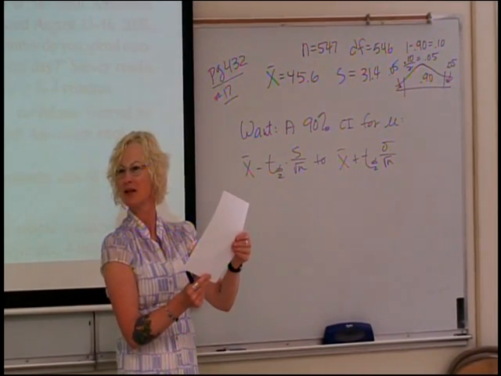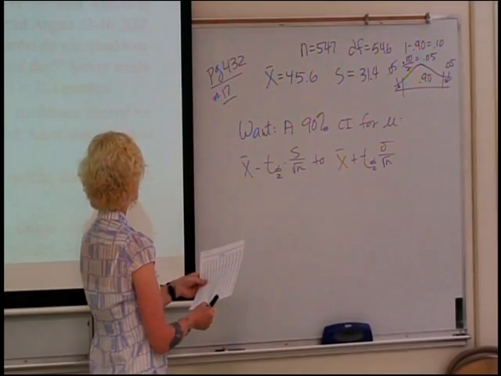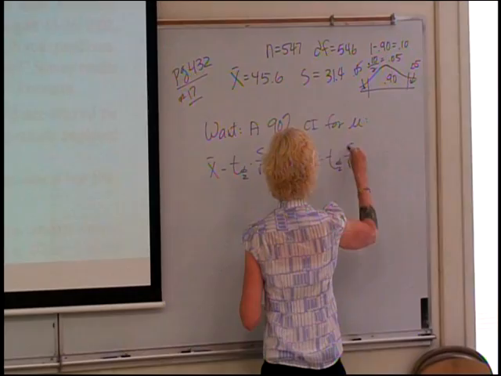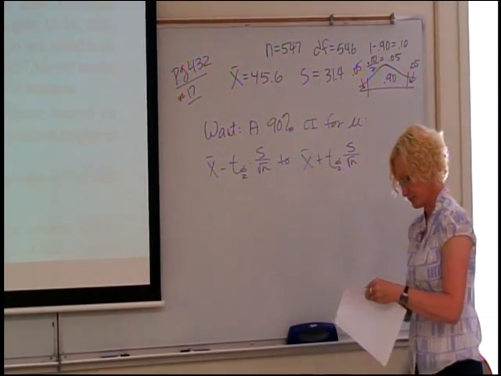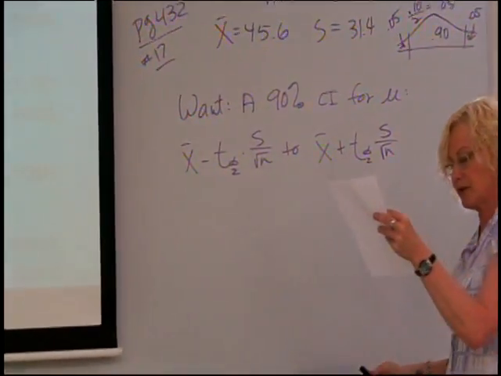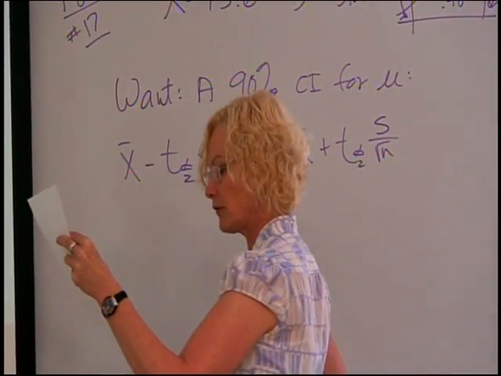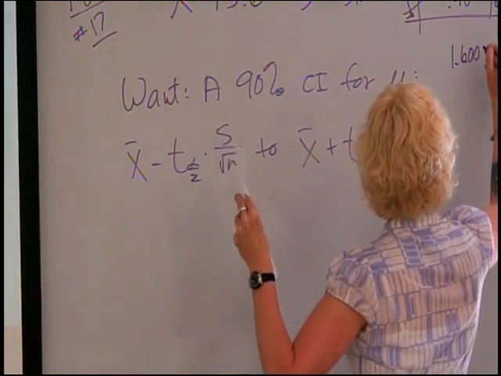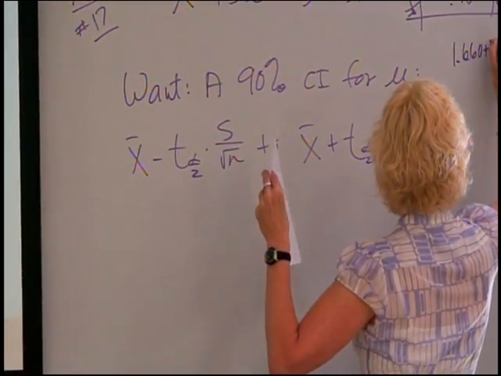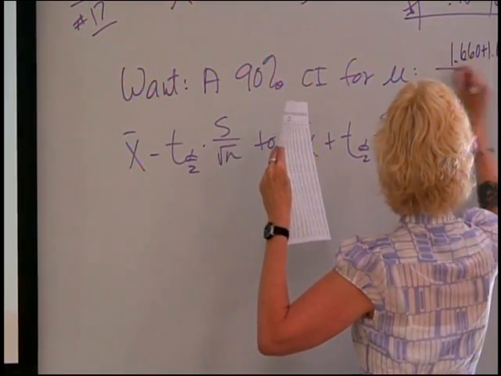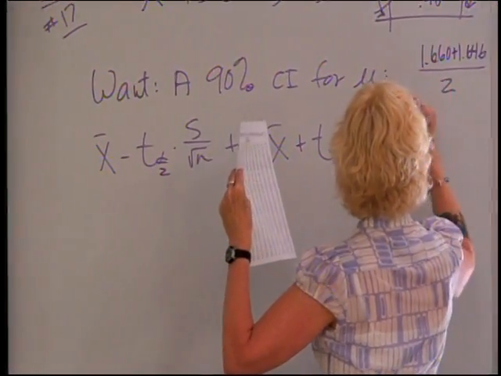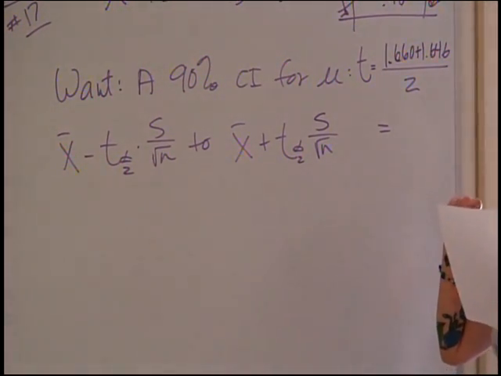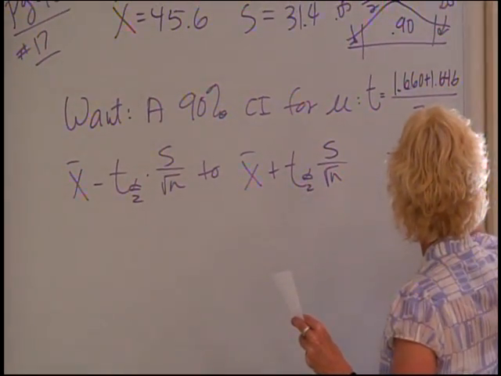I think you wrote the formula wrong on the upper bound. Oh, I did, thank you. Okay, so let's do 1.660 plus 1.646 divided by 2, and we'll use that for our t-score. What do we get? 1.653.